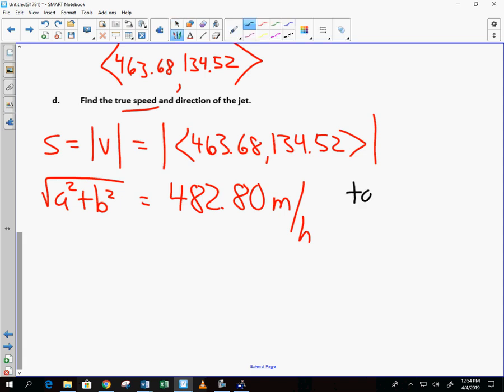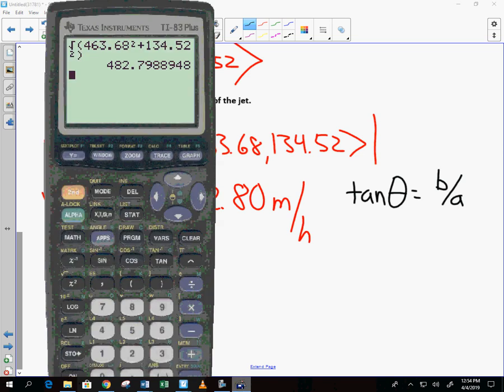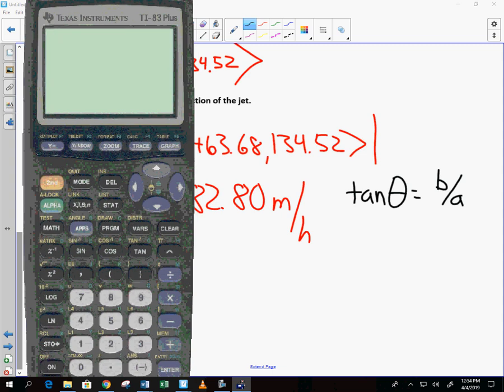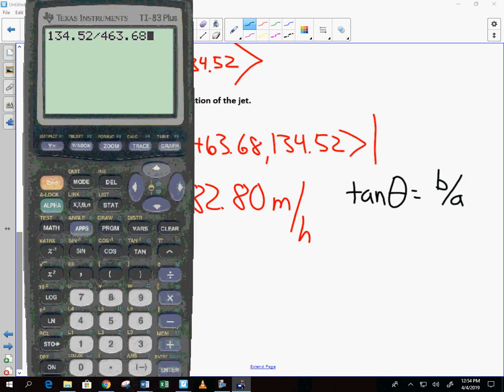Very good. Tangent of theta is equal to b divided by a. So I take b, which is 134.52, and I divide that by 463.68, and I get that. What do I do with that? Tangent inverse, 16.18 degrees.